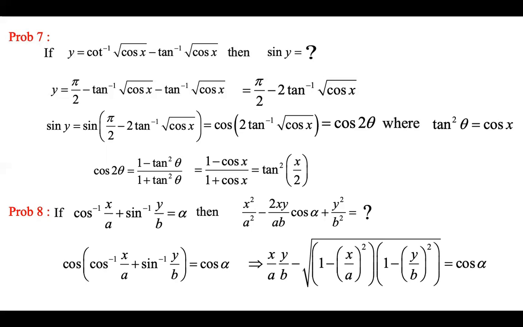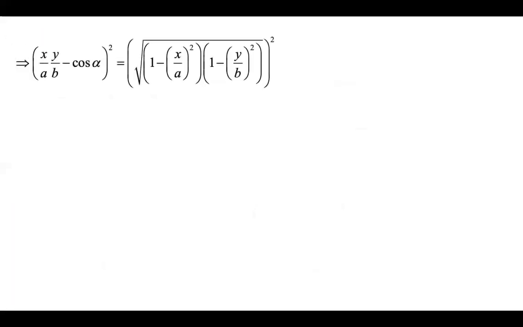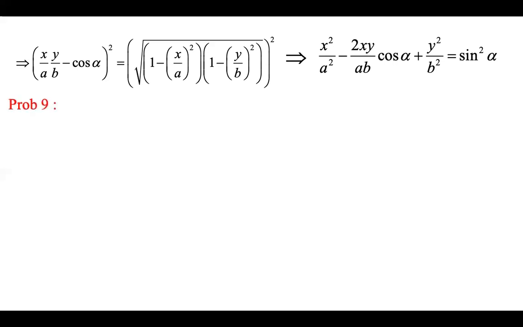is equal to cos alpha. From this, only this root part to one side, remaining everything on the other side you bring, and squaring both sides, you will get this quantity: x square by a square minus 2xy by ab cos alpha plus y square by b square is equal to. So in that process somewhere you will get the cos square alpha also. Wherever cos square is coming there, cos square alpha, you replace it with 1 minus sin square alpha. That 1 will get cancelled. You will get your answer like this.